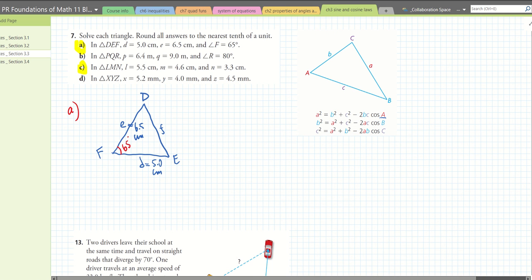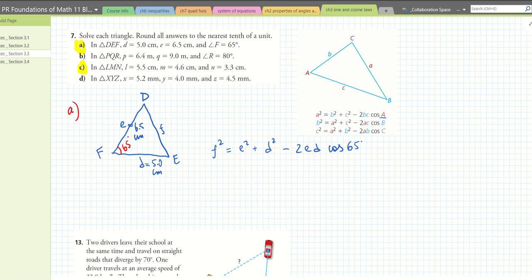So what we're going to do is, again, to find side f, we're going to say that f squared equals e squared plus d squared minus 2 times E times D times the cosine of angle F, which in this case is 65 degrees. Because I already know that, I will plug in 65 here, just so I don't need to replace it again. Okay, so let's say in this case, instead of solving for F, I plug in the numbers first.